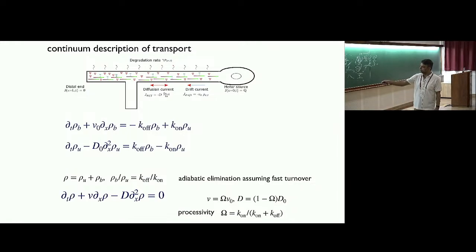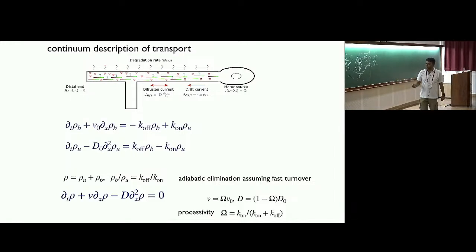Rho B and rho U, you add them together and then you do this adiabatic elimination. That will give you a relationship between K off and K on in terms of rho B and rho U. And then you plug them in. And in this equation, what you'll see is that this changes to a new drift, which depends on this on and off ratio. And this on and off ratio is giving rise to this processivity. And that also changes diffusivity.